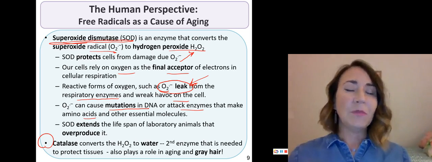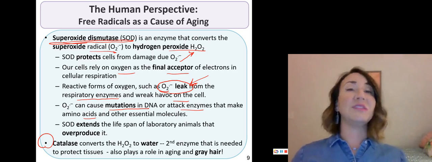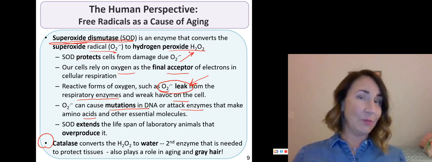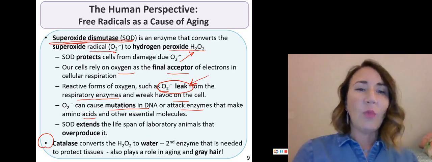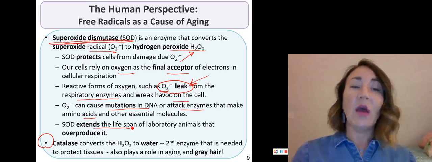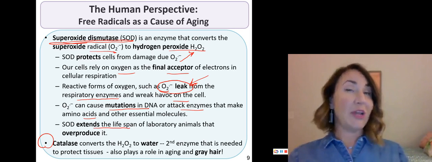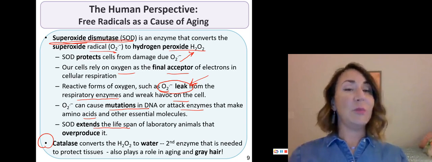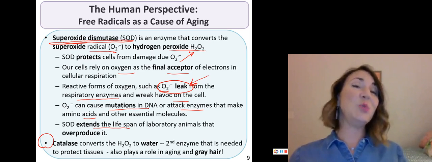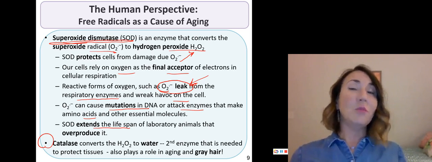within our cells. As a consequence of that, superoxide dismutase is an enzyme, which is made of protein, that will be able to extend the lifespan of laboratory animals who overproduce it. So they're able to then detoxify superoxide free radicals more effectively.